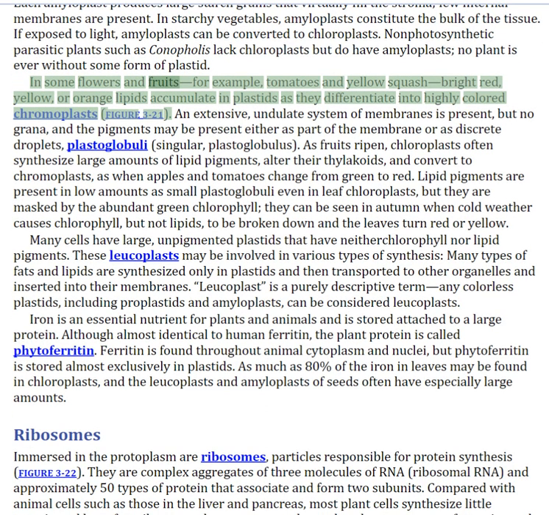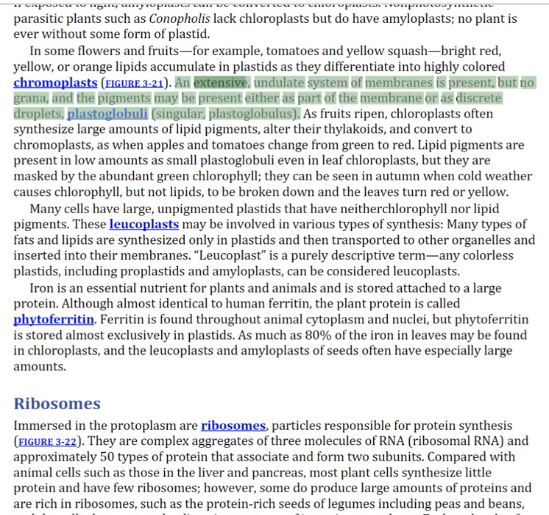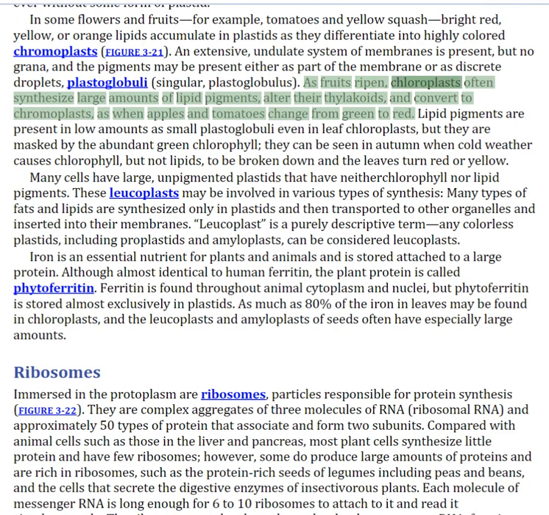In some flowers and fruits, for example tomatoes and yellow squash, bright red, yellow, or orange lipids accumulate in plastids as they differentiate into highly colored chromoplasts. An extensive, undulate system of membranes is present, but no grana, and the pigments may be present either as part of the membrane or as discrete droplets, plastoglobuli. As fruits ripen, chloroplasts often synthesize large amounts of lipid pigments, alter their thylakoids, and convert to chromoplasts, as when apples and tomatoes change from green to red.